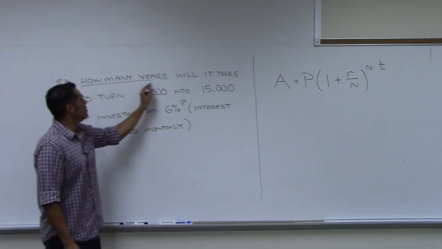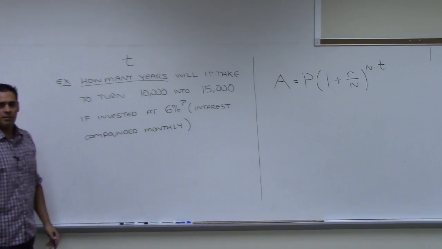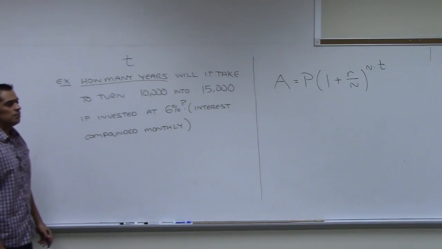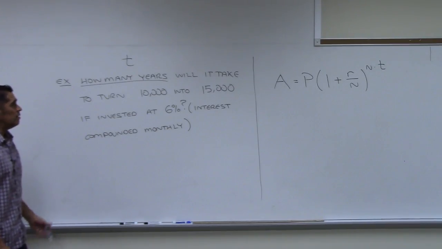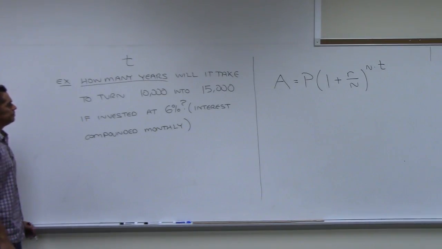How many years is T, isn't it? That's what we want to find? T? 0.5? You already got it? Okay, we'll see. We'll check it. I don't know. Doesn't seem right, but we'll see.